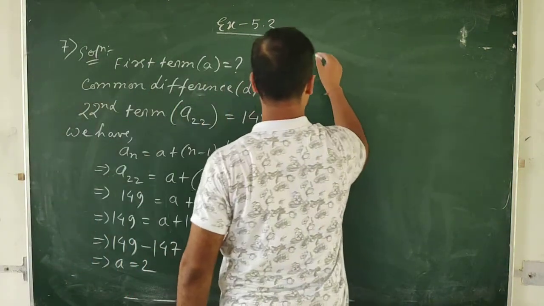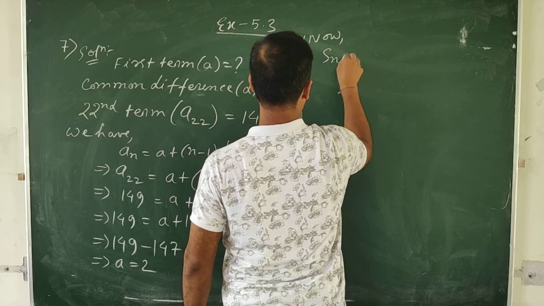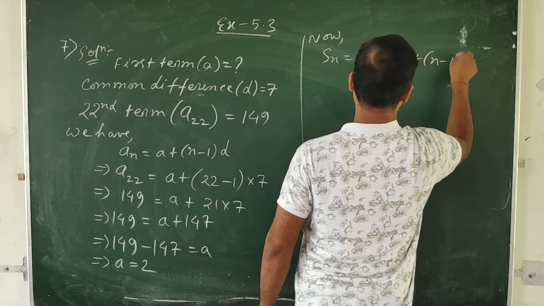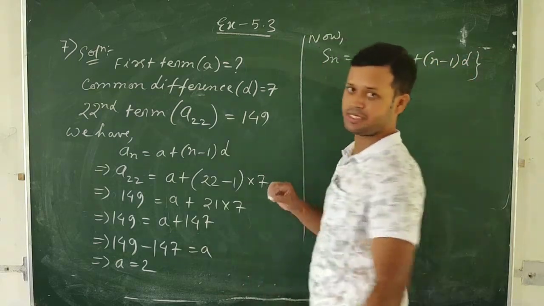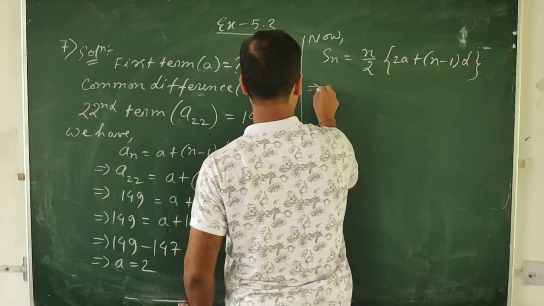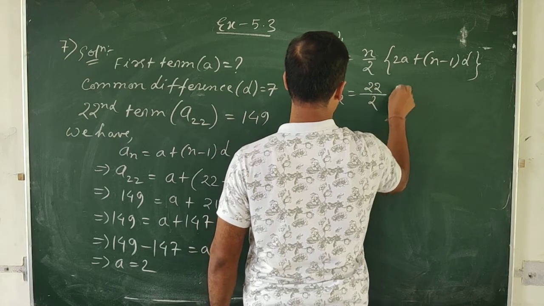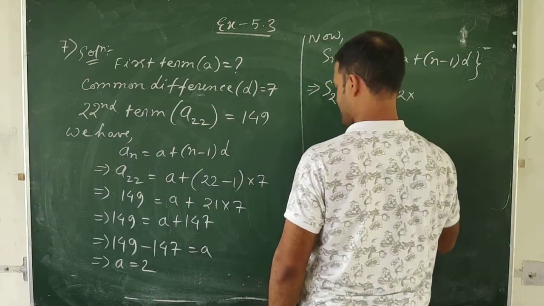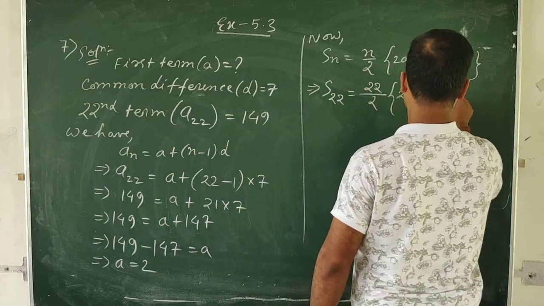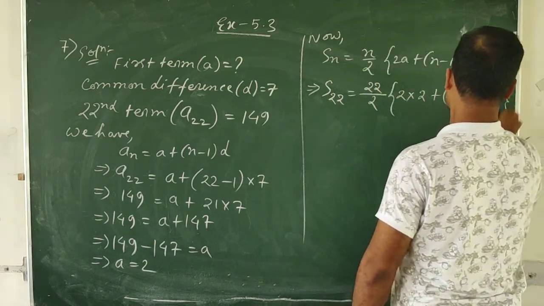Now Sn is equal to n by 2 into 2A plus n minus 1 into D. The formula must be written exactly, that means you must write the formula very correctly. Okay. So the sum of 22 terms: 22 by 2 into 2 times A, which is 2, plus 22 minus 1 into D. The value of D is 7.